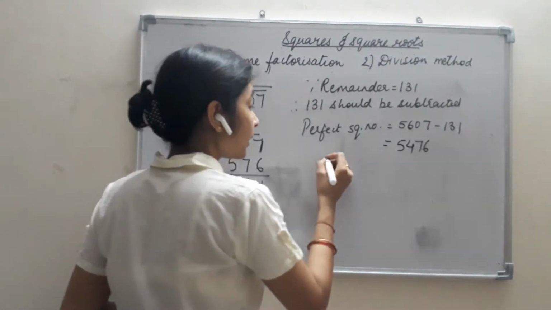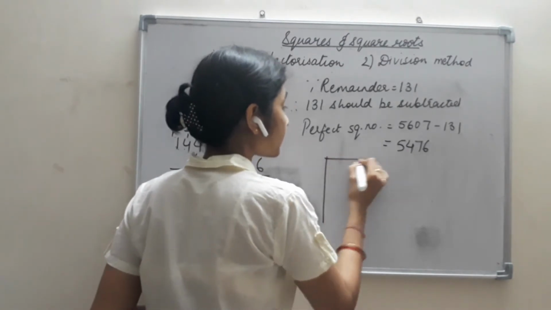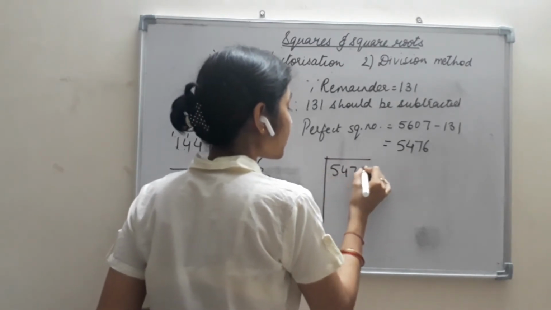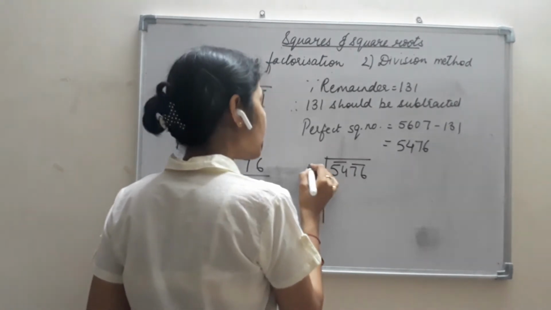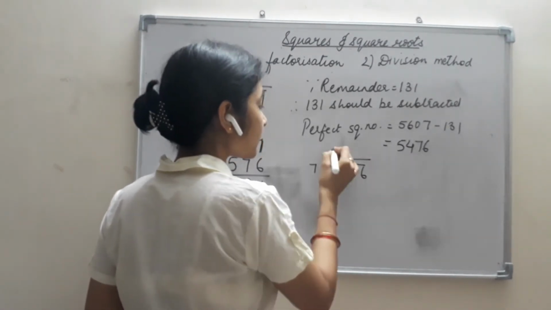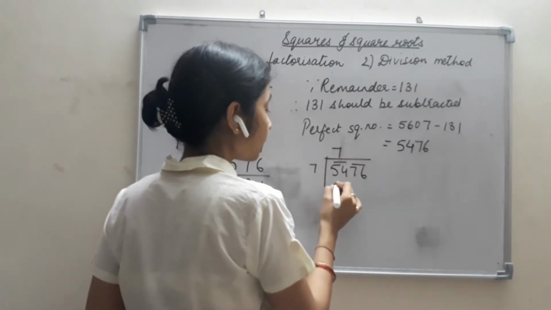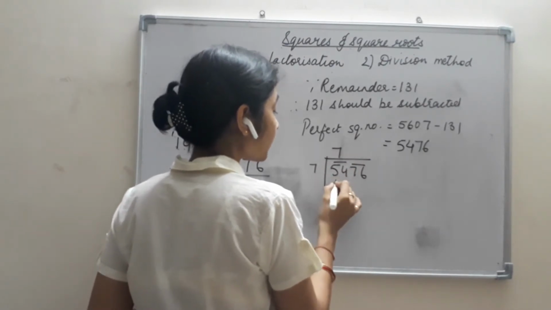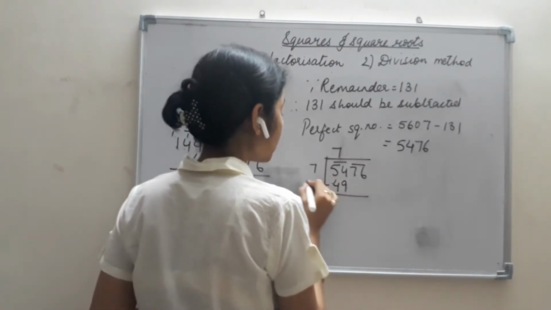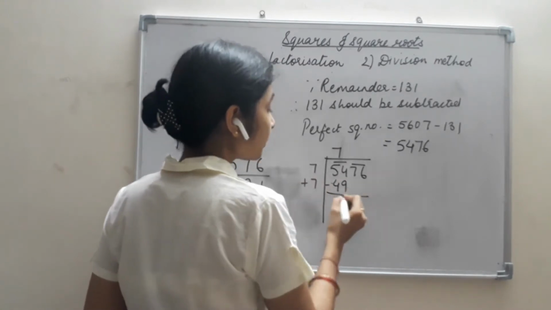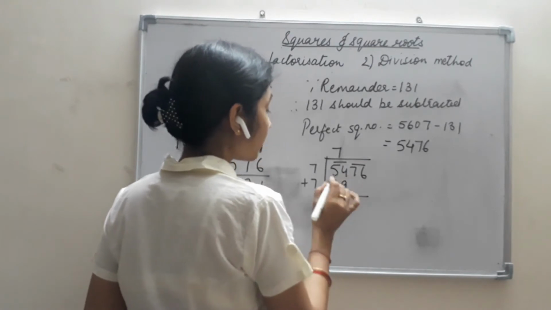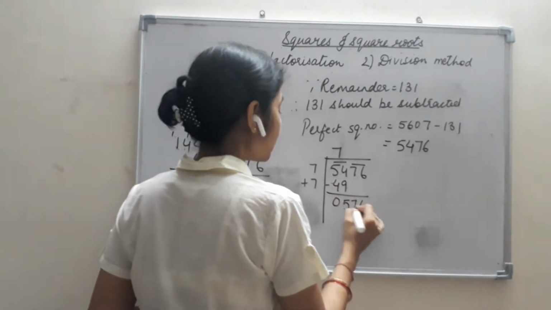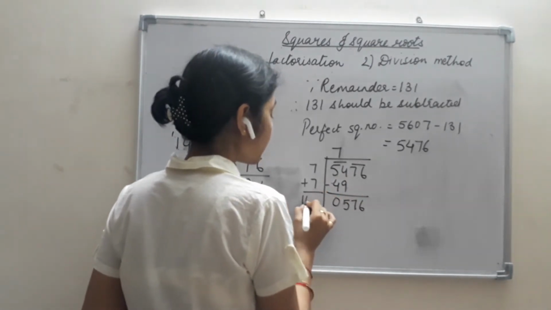Okay, so here I will do again with the division method. I will start the division with 5476, again in pairs. Now 54. Again the 7 only I will take, because 7 sevens are 49, a perfect square number before 54. So here I get 7 sevens are 49, minus, and here plus 7. Now 54 minus 49 gives me 5, and then 76 comes down. 7 plus 7 gives me 14.